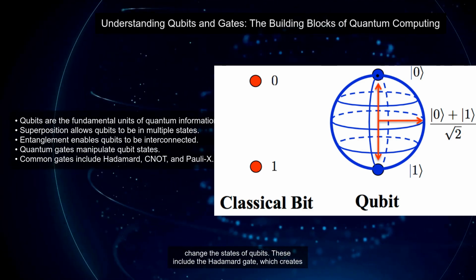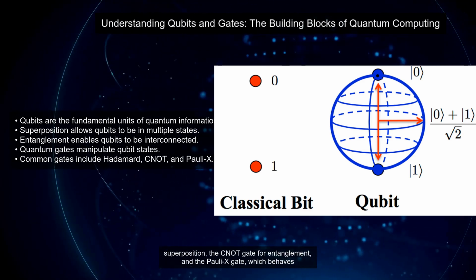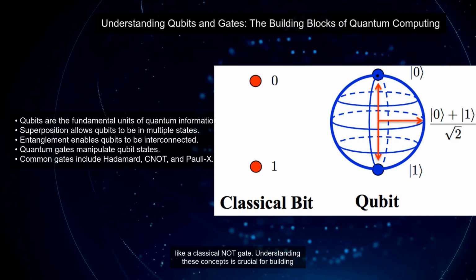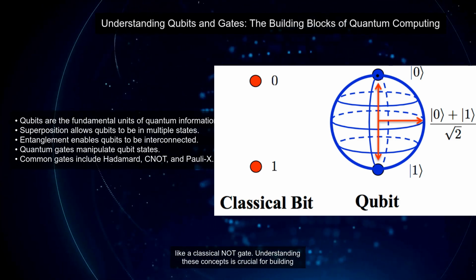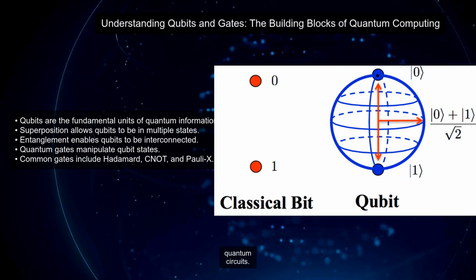Quantum gates are operations that change the states of qubits. These include the Hadamard gate, which creates superposition, the CNOT gate for entanglement, and the Pauli-X gate, which behaves like a classical NOT gate. Understanding these concepts is crucial for building quantum circuits.